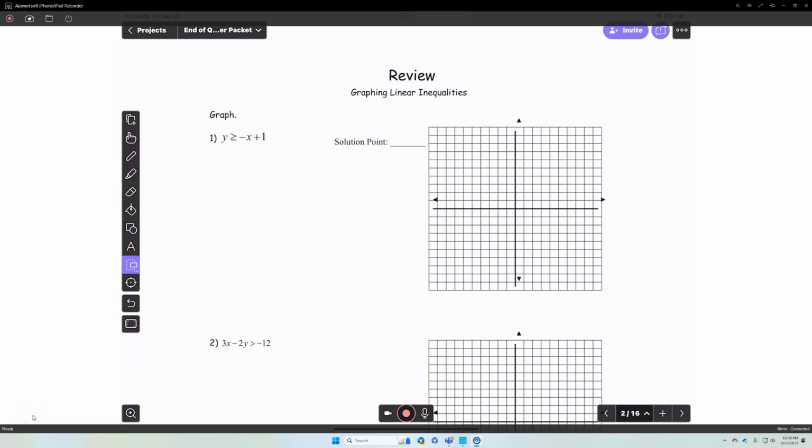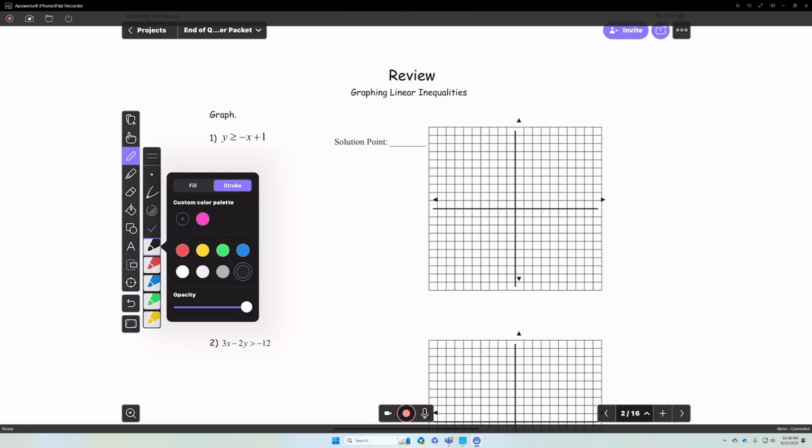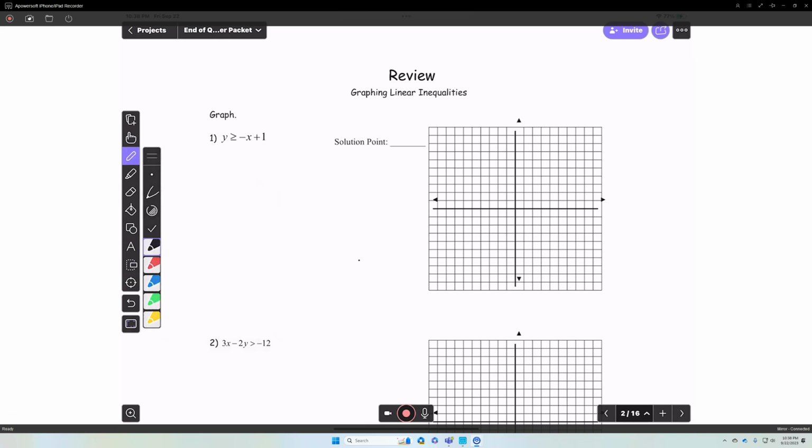Before we review systems of inequalities, I'm going to go ahead and do number 1 here. So remember, when graphing a linear inequality, you have to identify the slope. In this case, it's -1. And then you have to identify the y-intercept. In this case, it is 1.